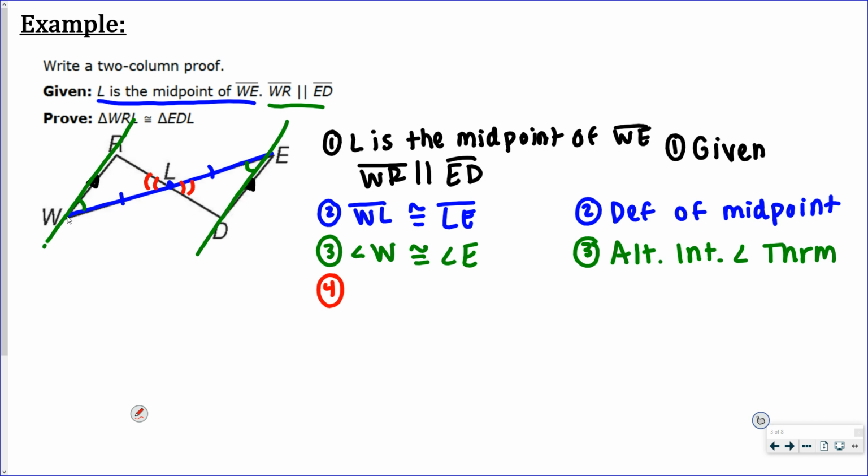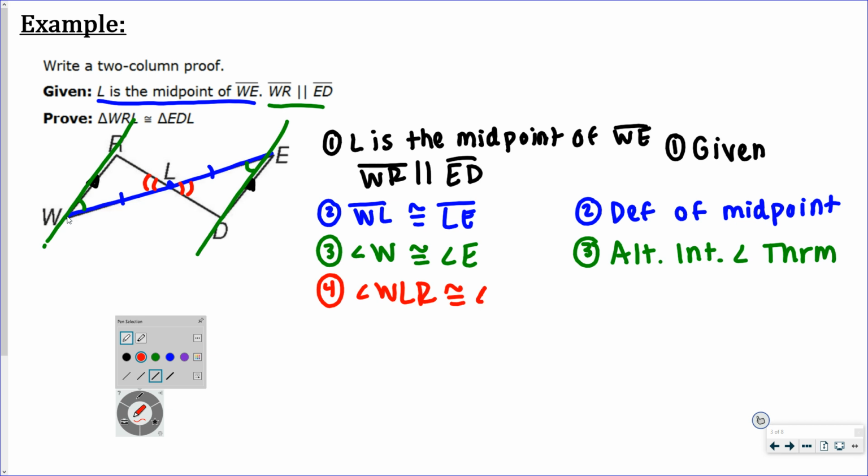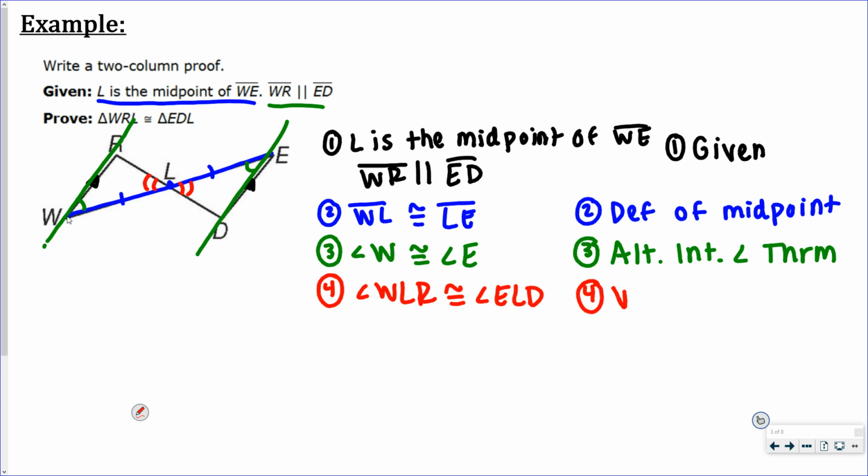So we can't call it angle L, though, because there's lots of angles going on there. We just got to be a little bit more specific. So let's call it WLR is congruent to ELD, vertical angles. Vertical angle theorem.